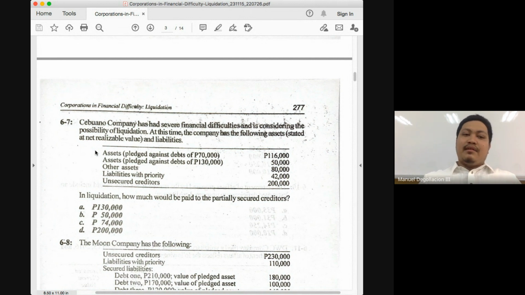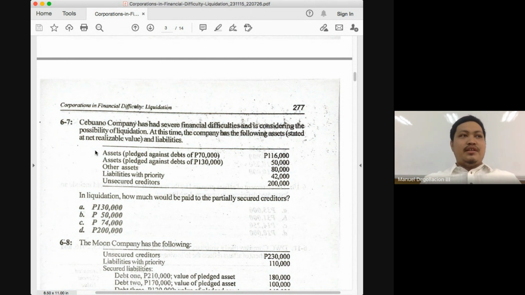You have basically three assets here: assets of 116,000, another asset of 50,000, and other assets of 80,000. From this information, you can actually find the secured liabilities. Inside the parentheses for your first asset, you have a pledge against debts of 70,000, meaning you have liabilities amounting to 70,000, and these liabilities are secured by these assets amounting to 116,000.